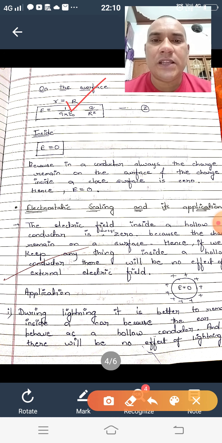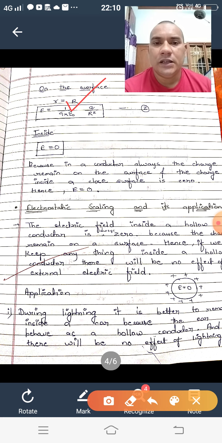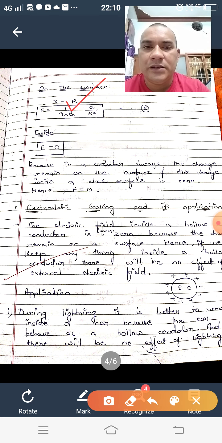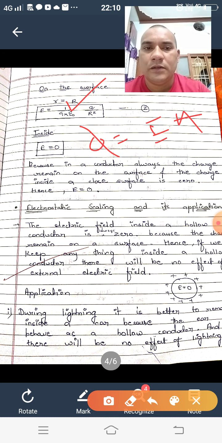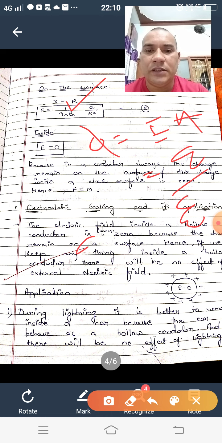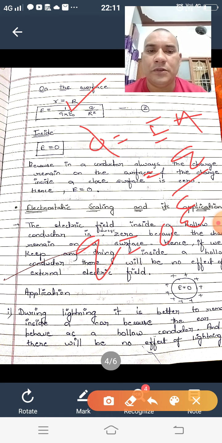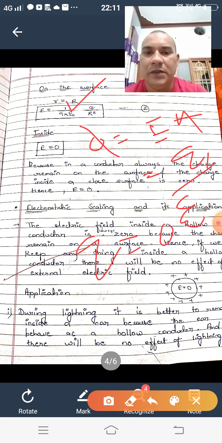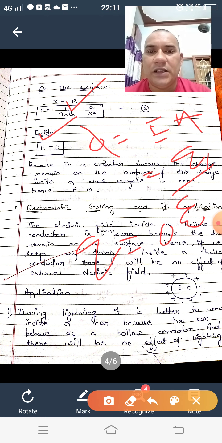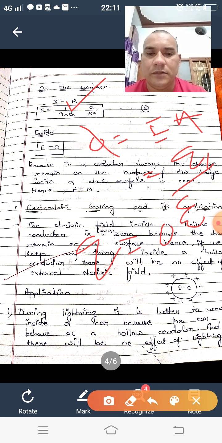And what will be inside the spherical shell? Inside the spherical shell, we know that in a shell the total charge remains on the surface. So phi is equal to E A cos theta is equal to Q by epsilon naught. Now your Q is 0. There is no charge inside the sphere. So this RHS will be 0. So electric field will be 0. So the electric field inside a spherical shell will be 0.